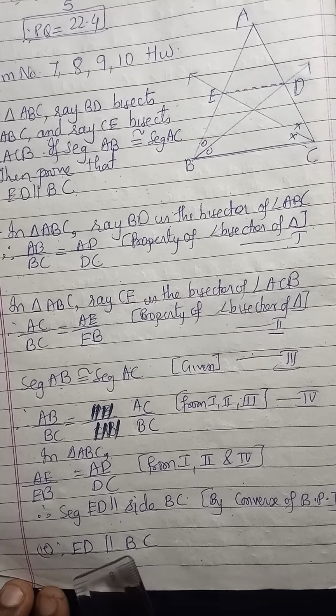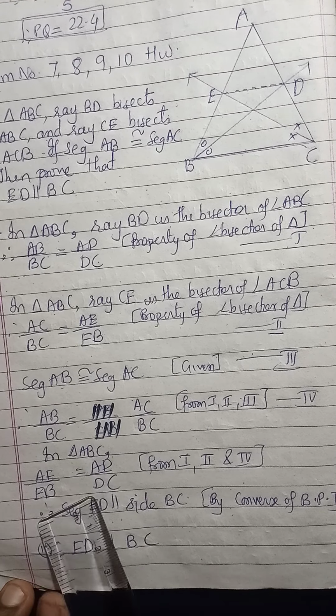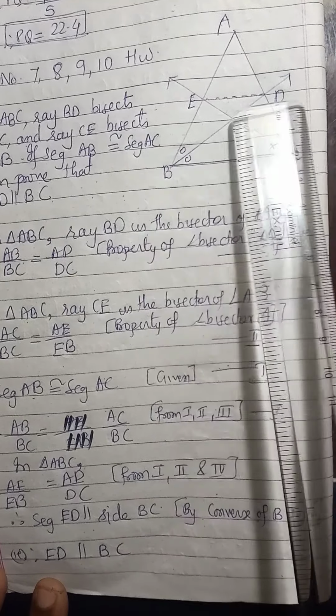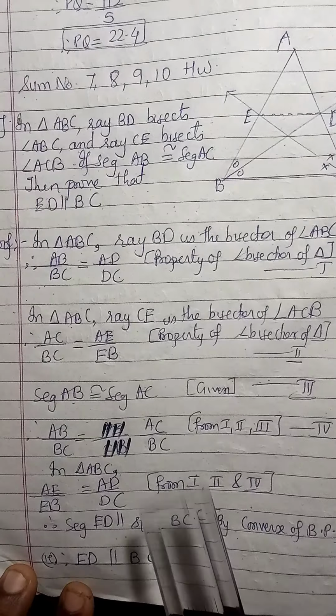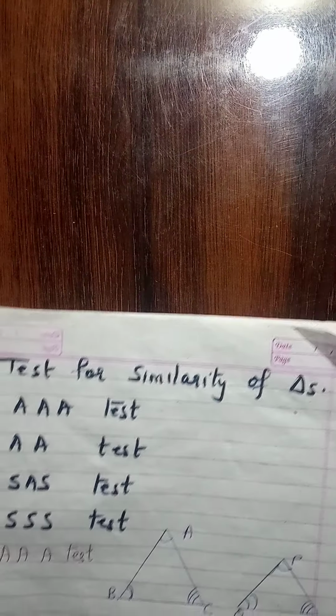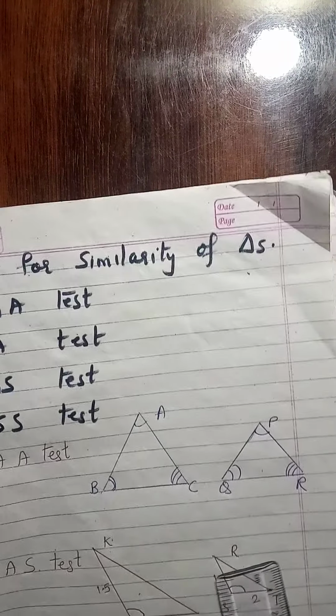Now, since these two ratios are equal, by the converse of BPT we can say that ED is parallel to BC. This is what we wanted to prove. I hope the theorem is very much clear. Now, one more subtopic of this, that is test of similarity, which you already studied, but just brushing up so that next time we can start with the new topic.